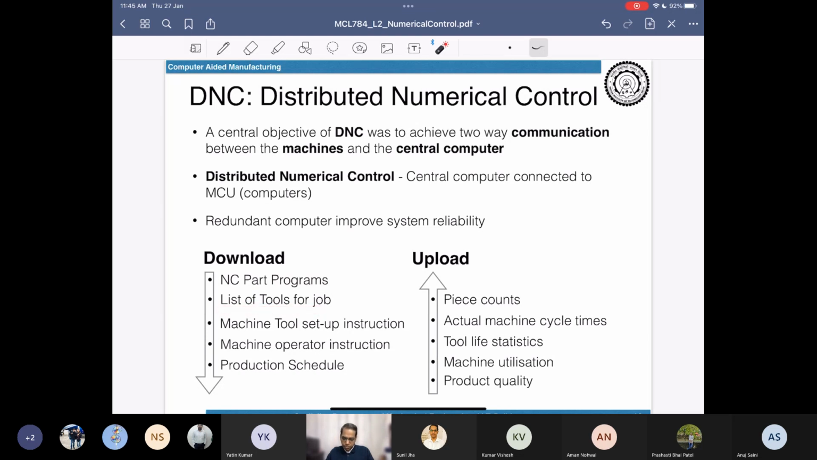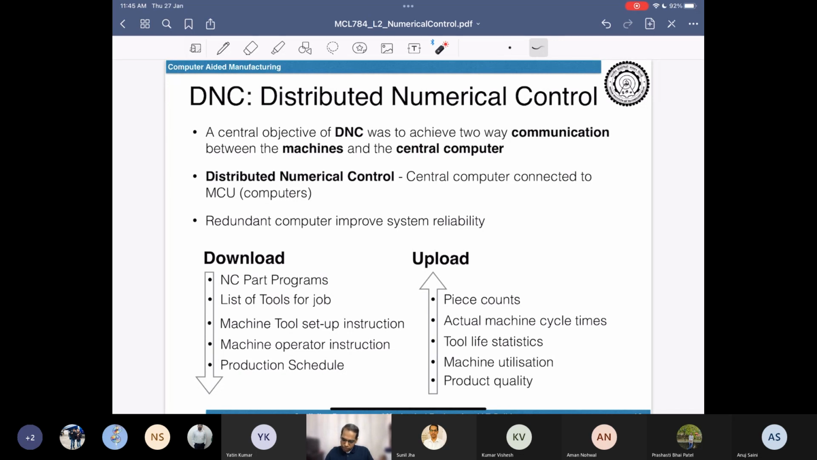All these instructions, the machine tool setup instructions, can appear on the screen. So these are part of the process sheet: machine operator instructions, tool setup instructions, tool details, part programs, production schedule. That is what I'm just saying. So all this information can be downloaded onto the machine controller or machine computer.